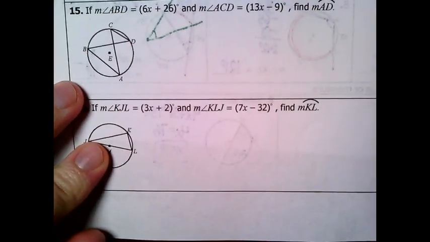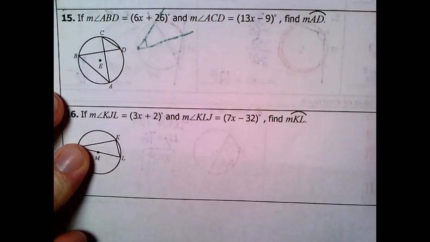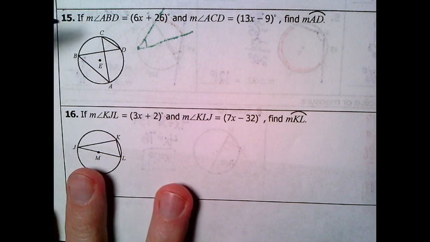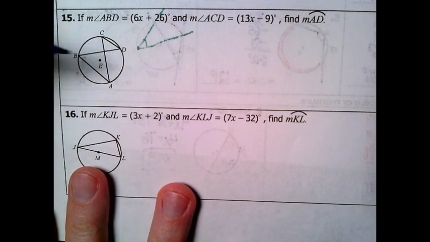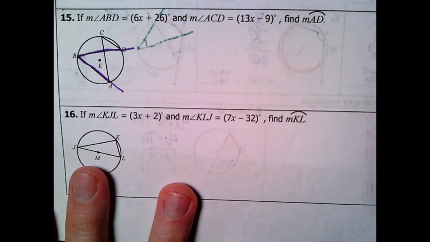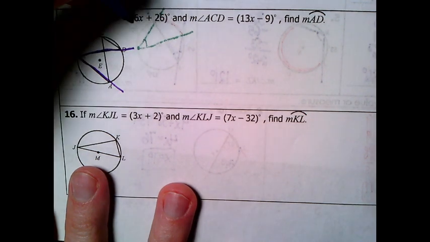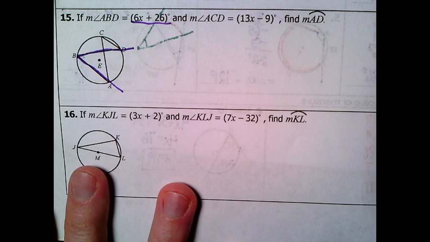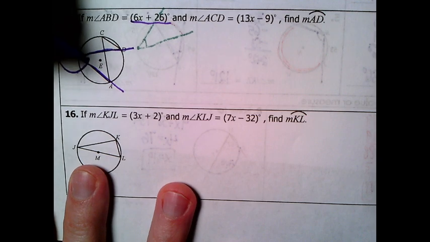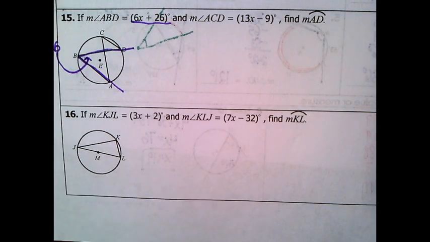2 more. This is a long one. Here we go. Oh, got intercepting arcs. There's probably going to be a congruent one here. So ABD. So they give me that is 6x plus 26. So that's that right there. That's that angle. And then they tell me arc, ACD.